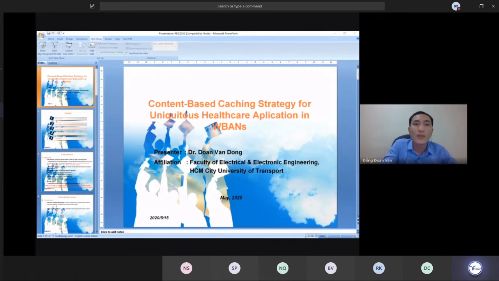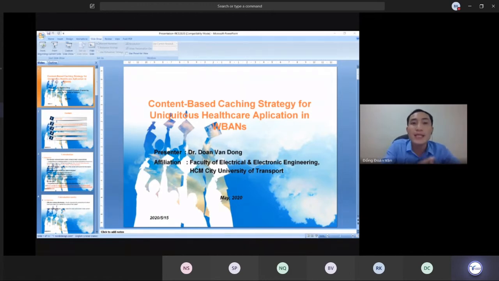The advantages of CCN are four points. The first is to maximize the probability of content sharing, reduce bandwidth use, reduce delay time, and enhance the quality of service. These are very important things about CCN. So based on the advantages of CCN, we apply it to the wireless body area network. When applying CCN in the wireless body area network, we have some problems. The first one is the caching problem.